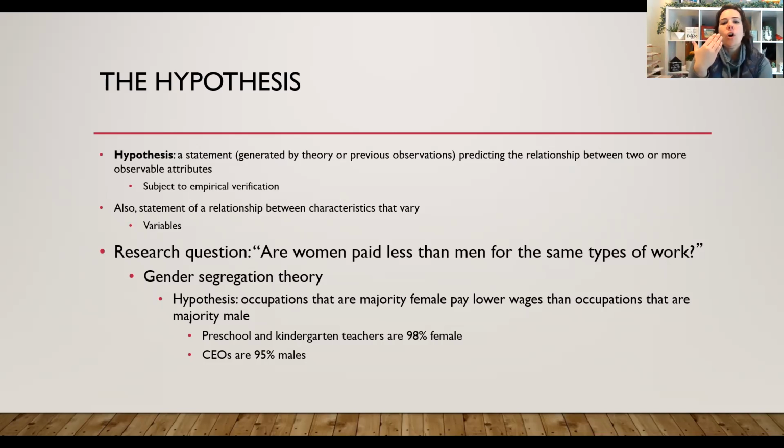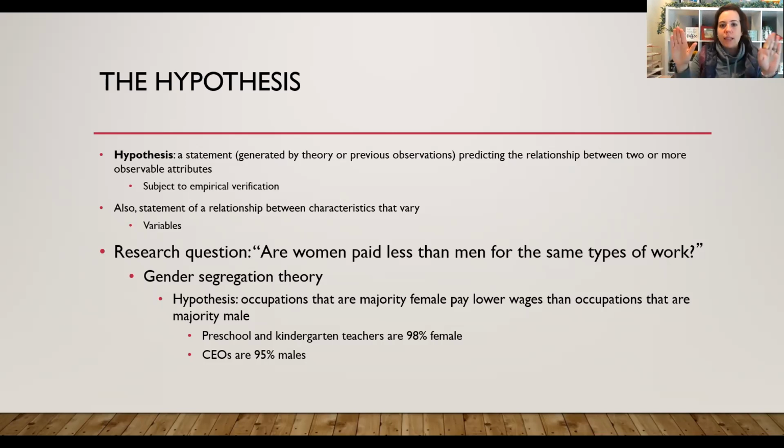Okay, so a research question might be, are women paid less than men for the same type of work? That feeds into the gender segregation theory, like I mentioned before. Your hypothesis, though, your statement that is predicting a relationship between two or more variables, would be something like this: occupations that are majority female pay lower wages than occupations that are majority male.